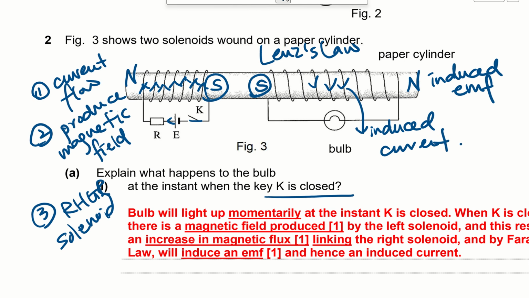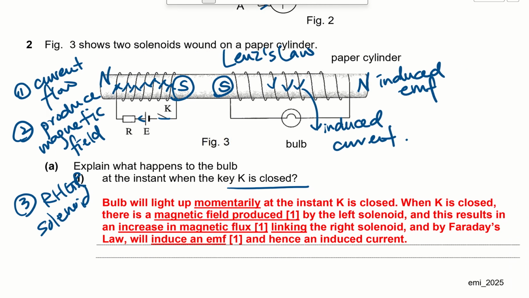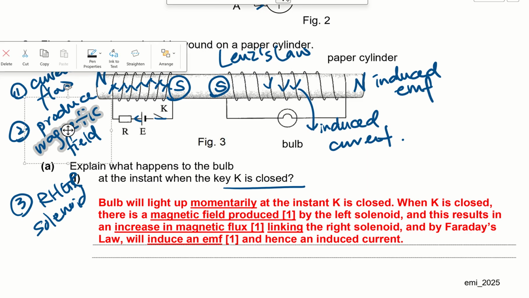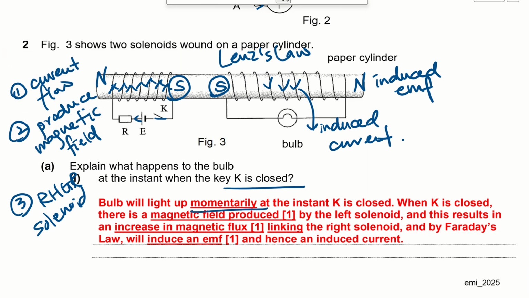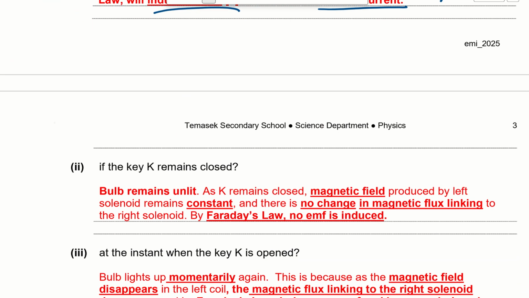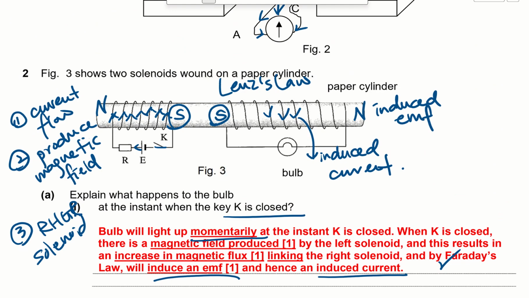Okay, but let's look at the question. Explain what happens to the bulb. The bulb will light up momentarily. Why is it only momentarily? Because when K is closed, a magnetic field is produced, which results in a change in magnetic flux linking the right solenoid. And by Faraday's law, it will induce an EMF and hence an induced current. But why momentarily? Because after that, there's no more change.